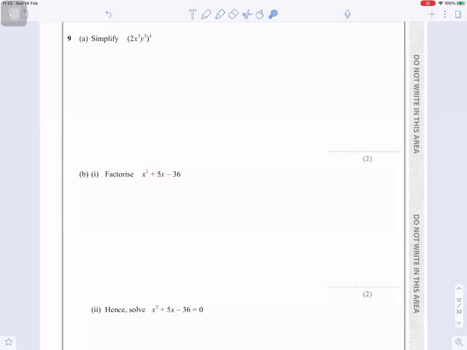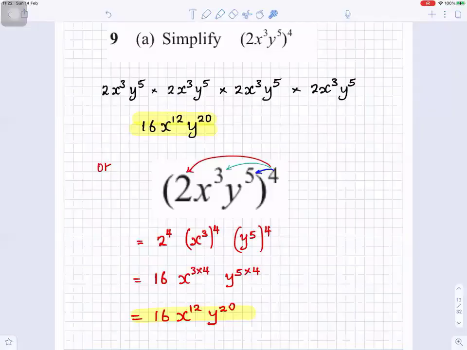Question number 9. Simplify and then factorize and then solve those. So to simplify, we can write it as 2x cubed times y to the power 5, four times. That's what it means. And then we multiply it out.